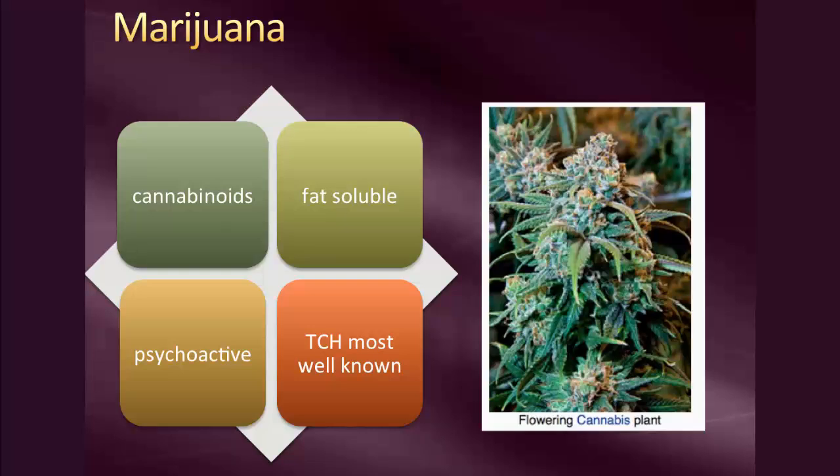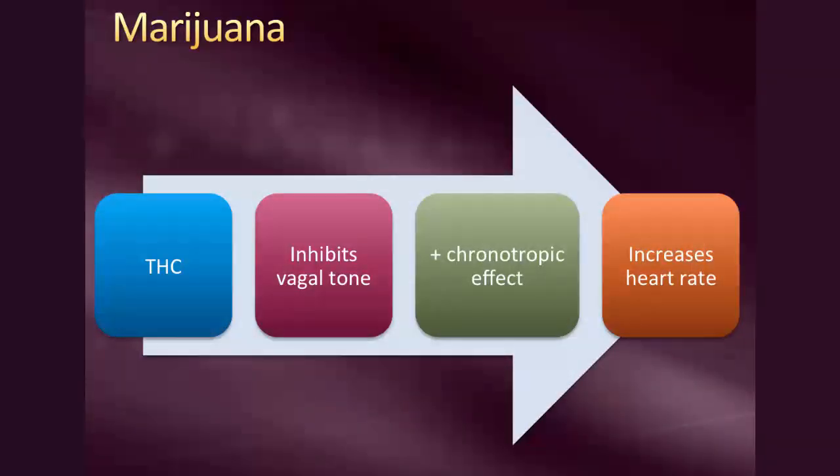THC inhibits normal vagal tone, which results in an increased heart rate, which is a positive chronotropic effect. Heart rate usually increases about 20 to 50 beats per minute after the acute use of cannabinoids.